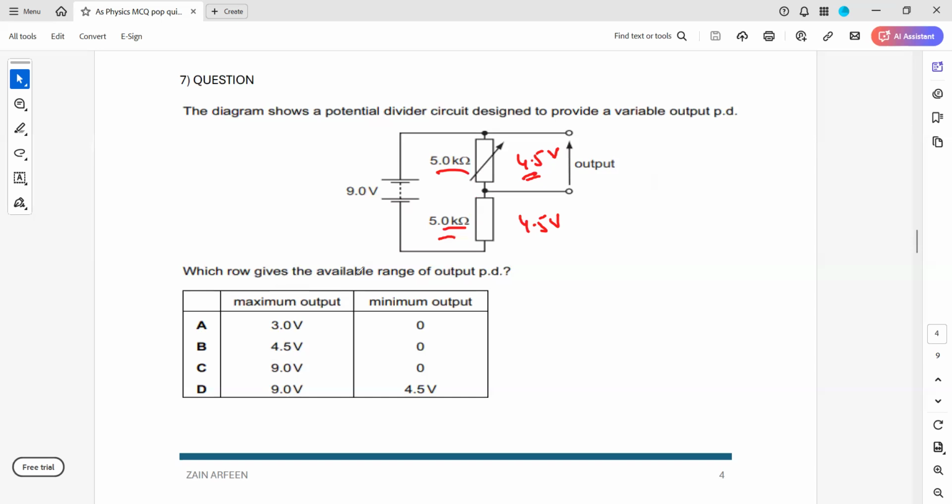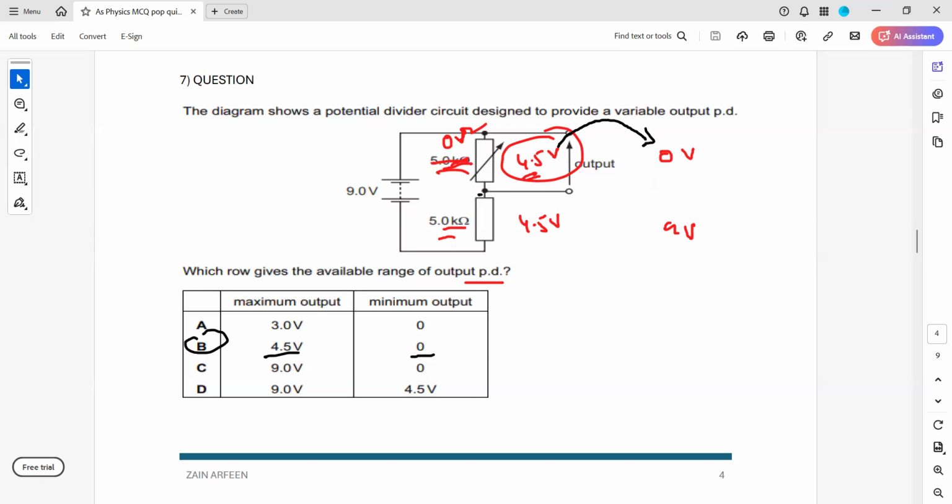Now, which row gives the variable range of outputs? If I reduce the resistance to 0, what will be the voltage here? The voltage will be 0 and the voltage here will be 9. So how much can the output voltage be changed across the variable resistor? Maximum it can be changed from 4.5 to 0. So the maximum will be 4.5 and the minimum will be 0. So B should be the right answer.